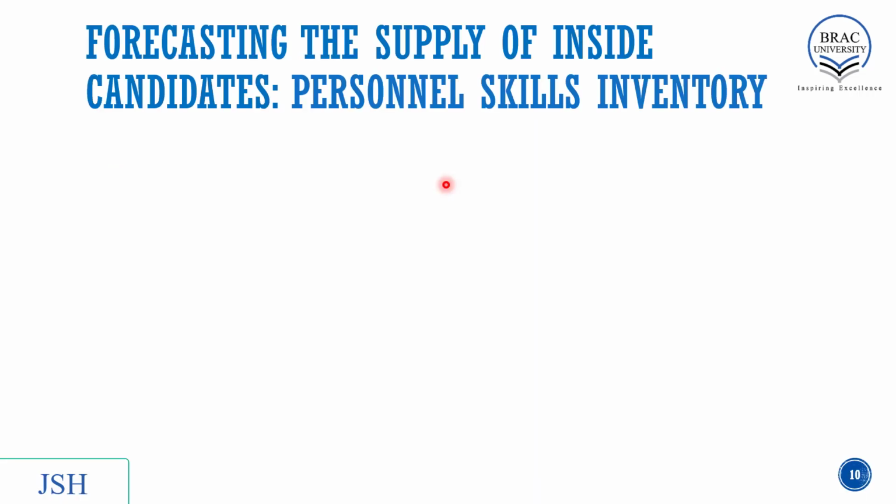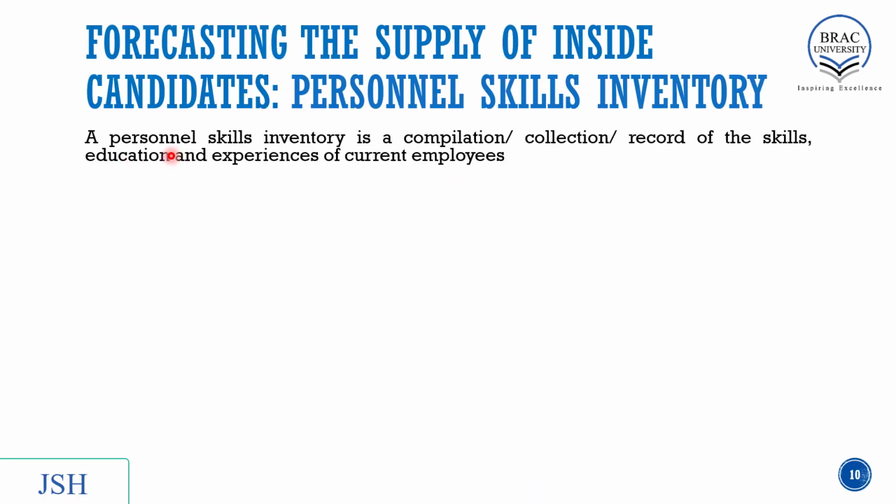So here it goes. A personnel skills inventory is a compilation or collection or record of the skills, education, and experience of all the current employees. In simple terms, this is a record or collection of the skills and experiences of the employees of an organization. So this is basically a database or a record.